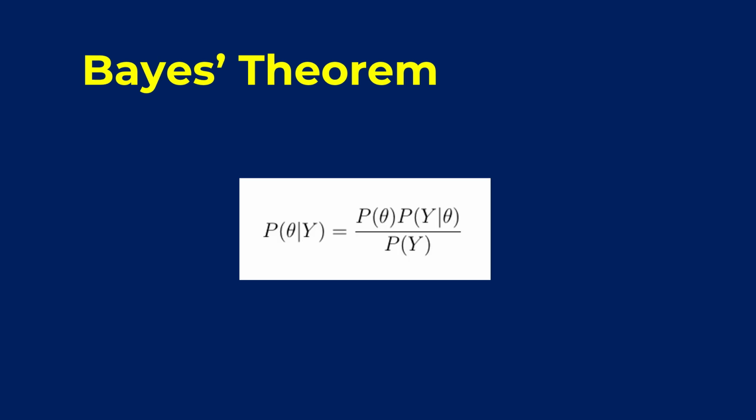Bayes' theorem provides us with a general recipe to estimate the value of the parameter theta, given that we have observed some data y. On the right-hand side in the numerator, we have the product of the likelihood function and the prior. The likelihood function links the observed data with the unknown parameters. The prior distribution represents the uncertainty about the parameters before observing the data y.